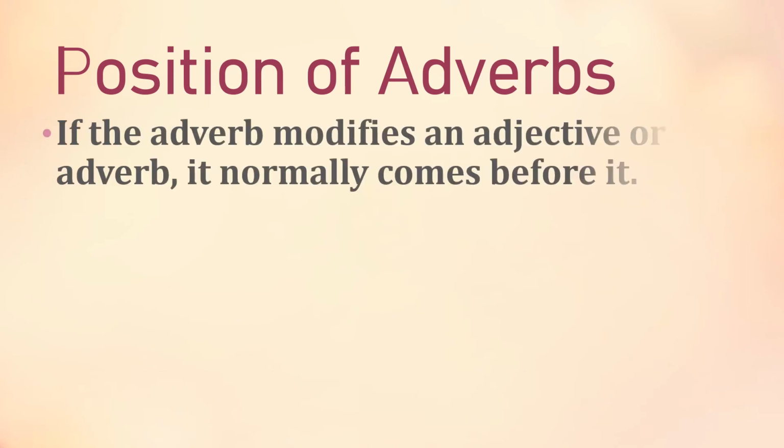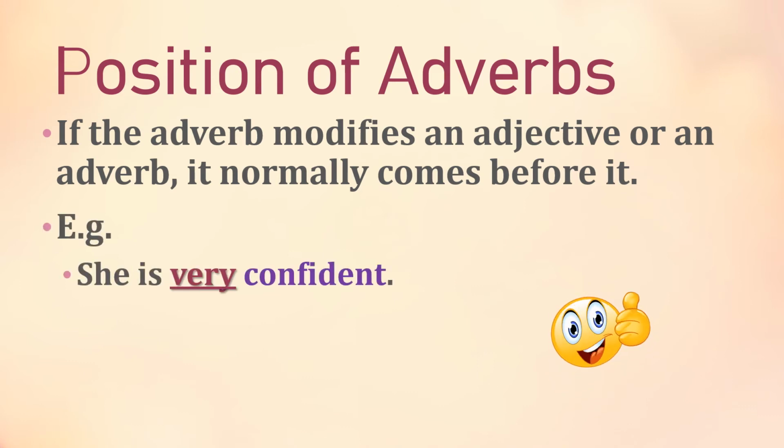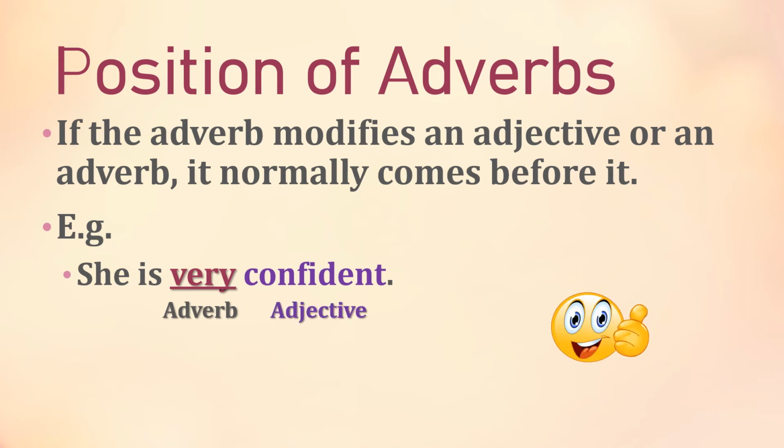Point number 3. If the adverb modifies an adjective or an adverb, it normally comes before it. So in case we are modifying an adjective or another given adverb in the sentence, then our adverb generally comes before them. For example, she is very confident. Now this word confident is what? It is an adjective. And since we are using an adverb to modify the adjective, it will come before it. So very is the adverb over here and confident is the adjective.